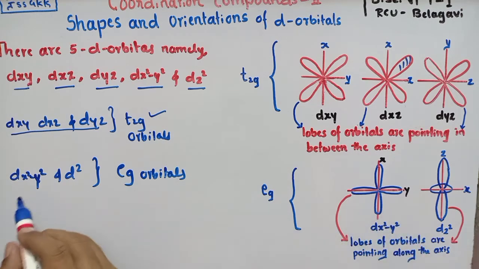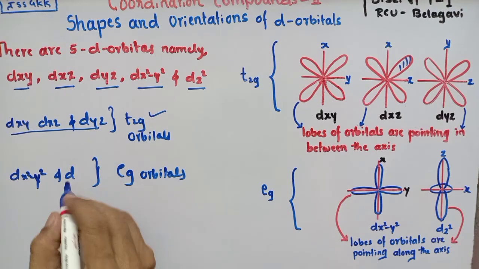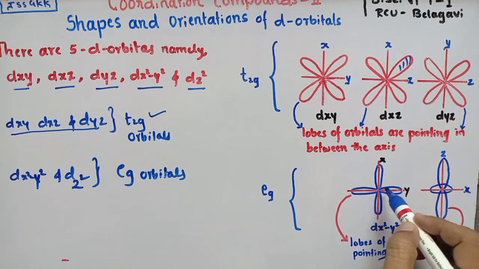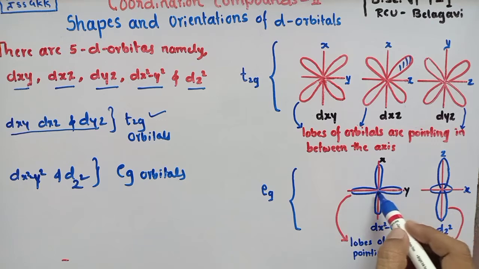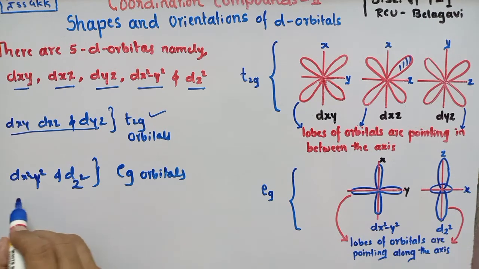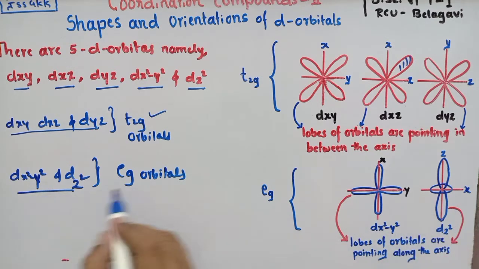Similarly, another set of orbitals is there, that is dx square minus y square and dz square orbital. Here also, if you observe, the lobe of the orbital is exactly lying along the axis. For example, if you consider the dx square minus y square orbital, the lobe of the orbital is exactly lying on the x axis and y axis. That means the lobes are directed along the axis. Similarly, in the dz square orbital also the lobes of the orbital are exactly lying along the z axis. Therefore, these 2 orbitals are identical, hence they are grouped in the Eg orbitals.